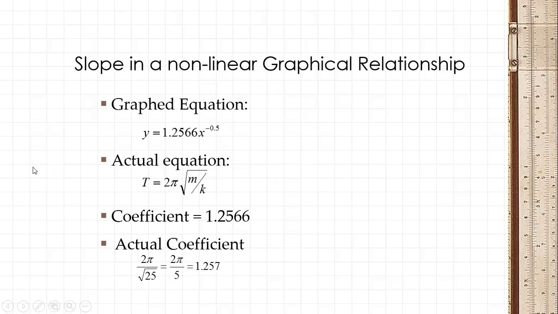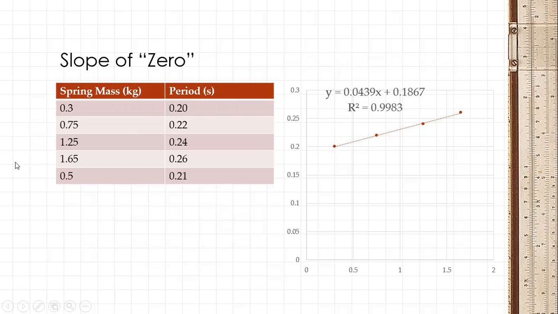Now, just because slope looks like something doesn't mean it really is. Let's look at a case where the slope is 0. In this case, we have a spring mass in kilograms and the period. When I take my equation, I get y equals 0.0439x plus 0.1867. And I get an r squared value of very, very close to 1. But in this particular case, I have a very, very small slope relative to either the spring mass or the periods. So it is small relative to these. Therefore, you can say that the slope is approximately 0 and there is no relationship between spring mass and the period of a mass on a spring.